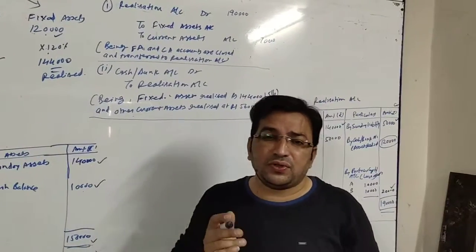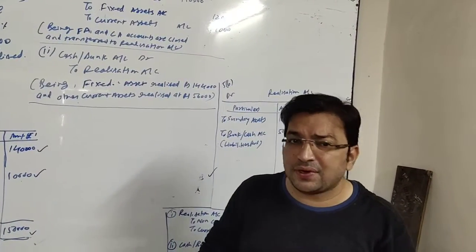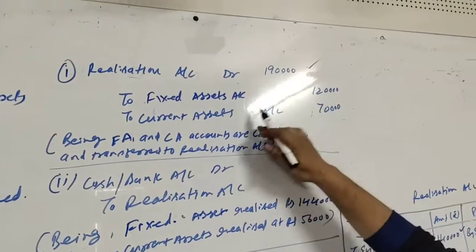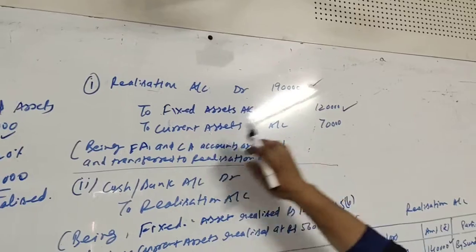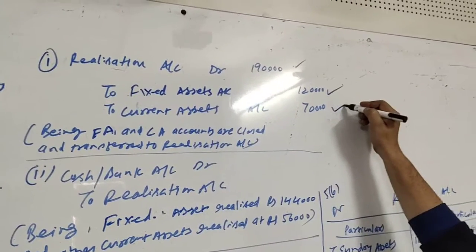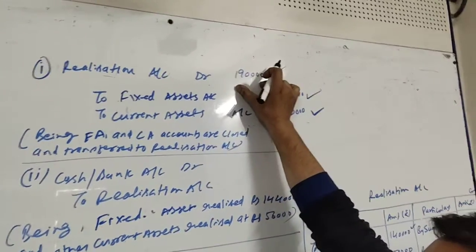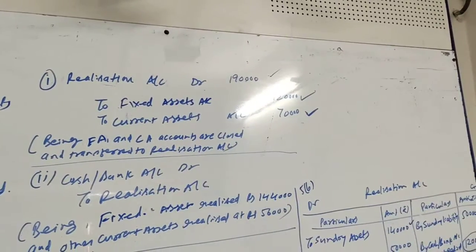First of all, we will close both the assets. We will pass the journal entry for that. So here it is: realization account debit, to fixed asset account 1,20,000, to current asset account 70,000, and the total of the two is debited, 1,90,000, to realization.